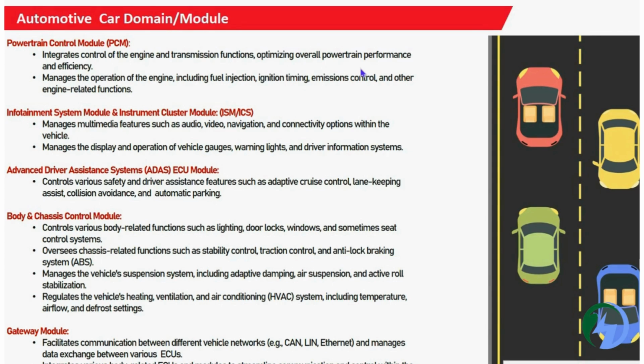So that's how the automotive car models and domains are organized: the powertrain, the infotainment, the ADAS, the body and chassis, and the gateway modules.